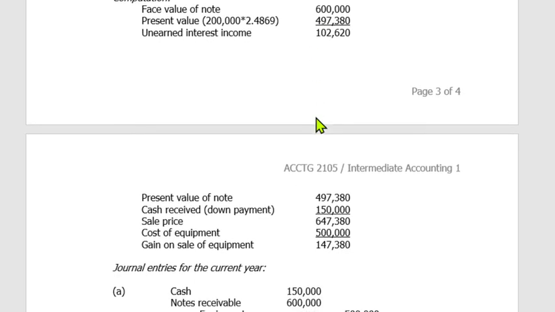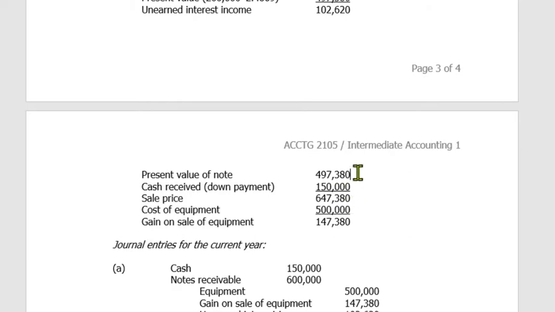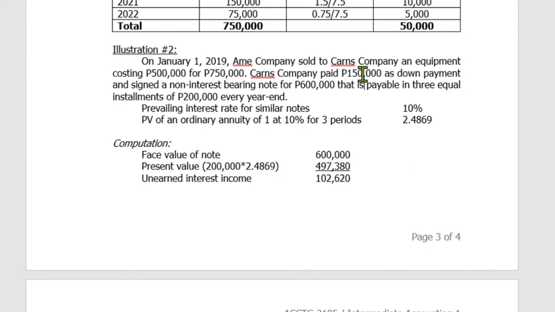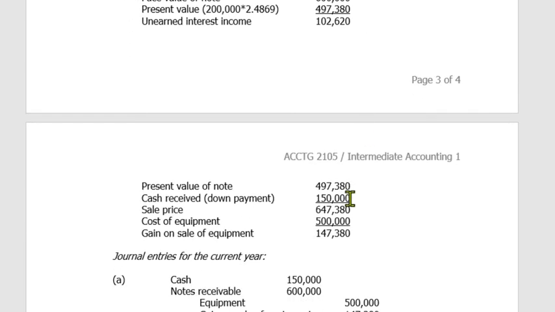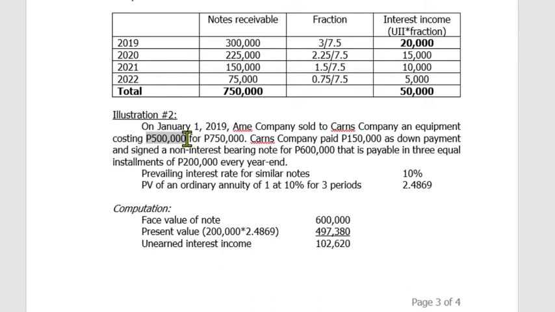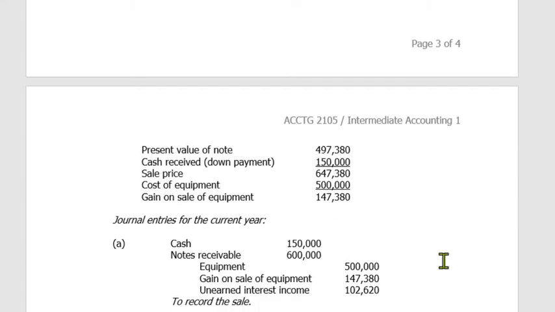Kung ang present value ng note is 497,380, tapos naka-receive ka ng down payment na 150,000, which is this, 150,000 ang na-receive mo. So therefore, at time zero ngayon, 497,380 plus 150,000, 647,380 ang talagang price mo. Yan ang talagang price ng pagkakabenta mo at time zero. Ngayon, when you compare with the actual cost ng equipment is 500,000. So ibig sabihin ay meron kang gain on sale of equipment na 147,380.